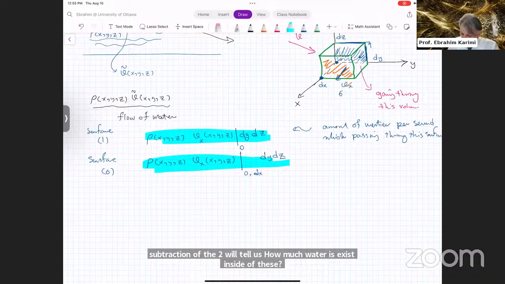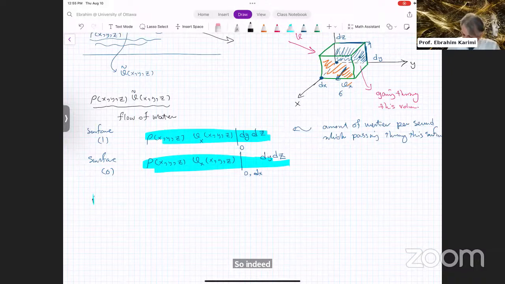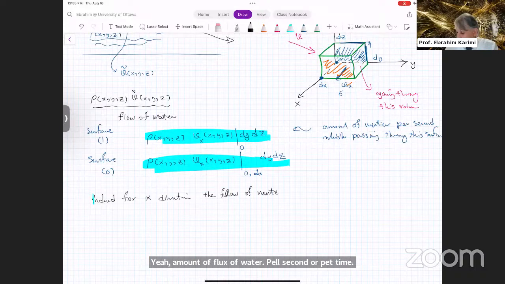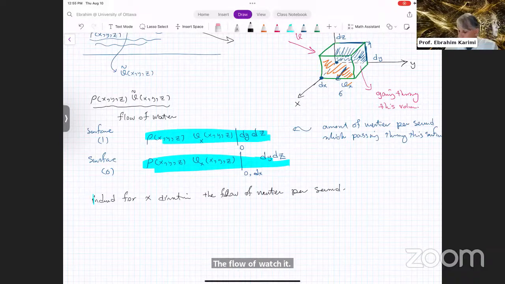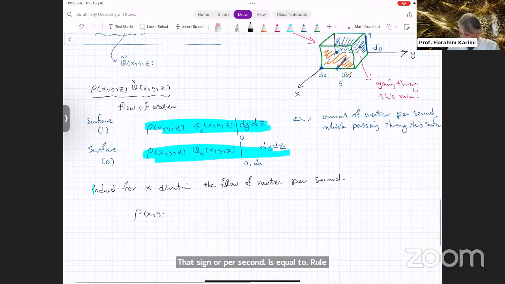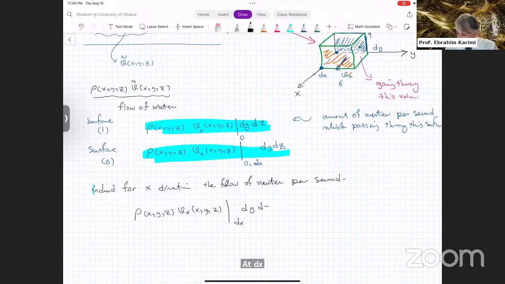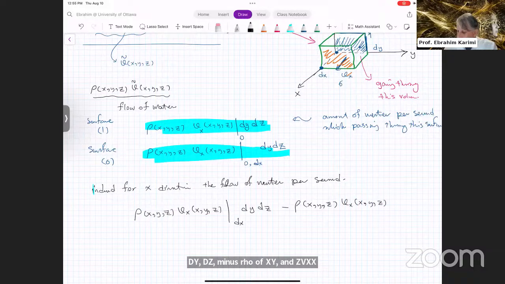So indeed, for the x direction, the amount of flux of water, the flow of water per time or per second, is equal to rho of x, y, z, Vx of x, y, z at dx, dy, dz, minus rho of x, y, z, Vx of x, y, z at origin, dy, dz.